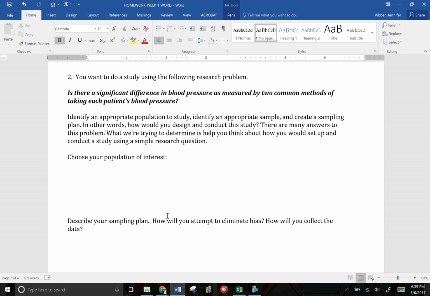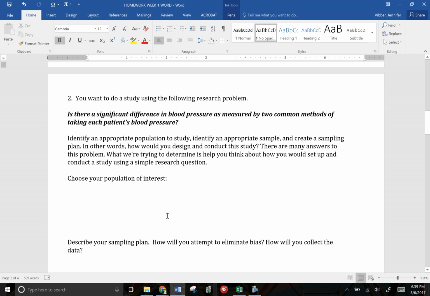Now, there are many answers to this problem, and I'm just trying to get you to the point where you'd say, okay, what if I was going on to a master's program or a PhD program where I had to do some action research? What would I do to get that? So let me give you a different example here. This says, is there a significant difference in blood pressure? Let's pretend I said, is there a significant difference in temperature monitoring if I was using two different methods of collecting a child's body temperature?